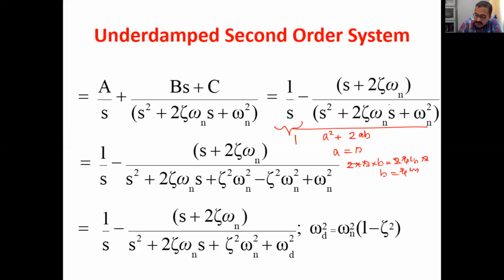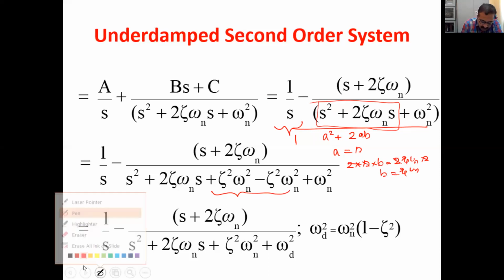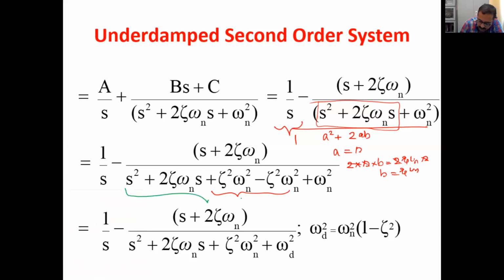So my aim is to complete the squares in this denominator. Here I have to complete the square, right? For which I will add and subtract zeta square omega n square. Now what happens? This is of the form s square plus 2 zeta omega n s plus zeta square omega n square, which is nothing but s plus zeta omega n whole square. Right? What are we left with? Omega n square minus zeta square omega n square.